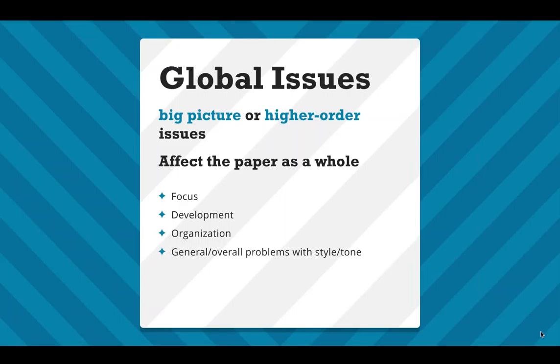You might also hear them called big picture issues or higher order issues, but it's the same thing. Basically, these are things that affect your paper as a whole. So these are issues with focus, development, organization, and then general problems with style and tone. When you are giving feedback to your peers, we want you to start with global issues. And I want to give you some examples of that.